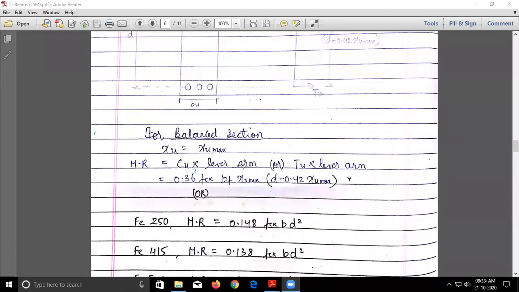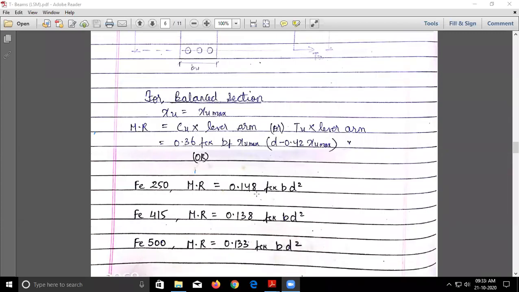Or if you simplify this, you can directly write like this. We have already done this in singly and doubly reinforced sections. So for Fe250 it will become 0.148 fck B d square. B is nothing but Bf. Okay, make a note of this. Whenever we are talking about this equation, you can quickly make a note of that. And then for Fe415, MR is 0.138 fck Bf into d square, and for Fe500 it is 0.133.